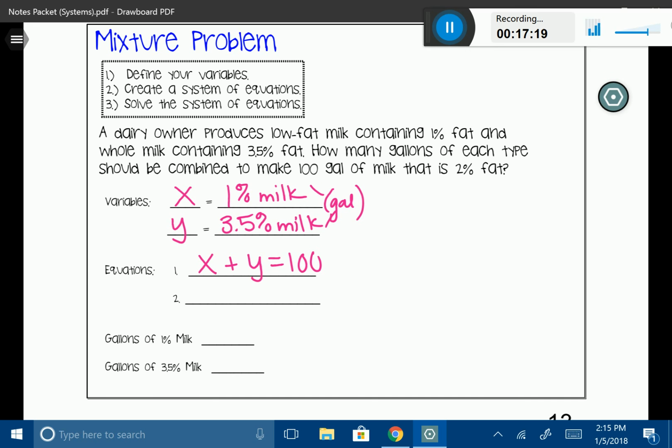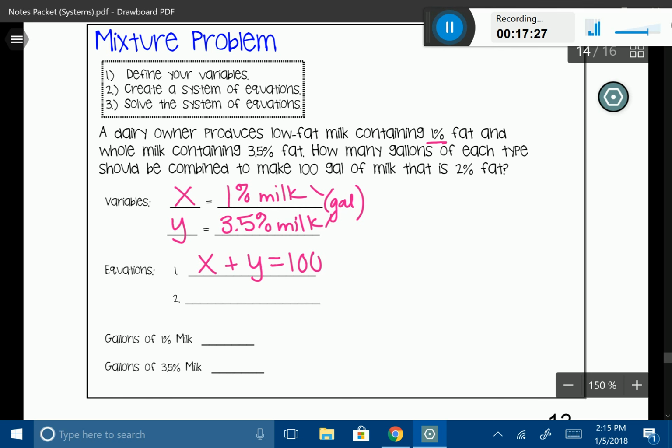Now let's beef it up a little bit. Let's make it a little bit more complex. Now, the X represents 1% milk. Let's go ahead and represent 1%. We're going to say 0.01X, and then we're going to represent our 3.5%. We have to move that decimal over to give us that decimal of 0.035Y.